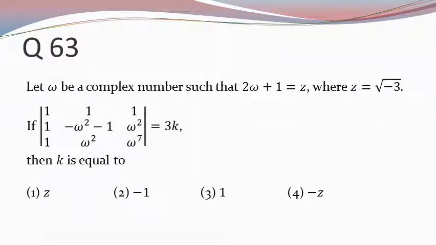Take a moment to read the question. So omega is a complex number such that 2 omega plus 1 is equal to z, where z is equal to the square root of minus 3. If this determinant is equal to 3k, then we have to find out the value for k. How do we do this question?